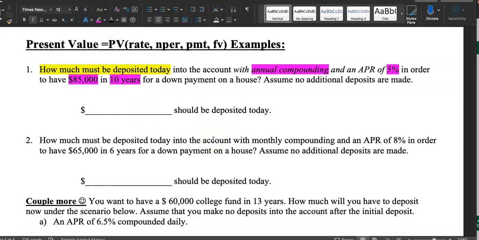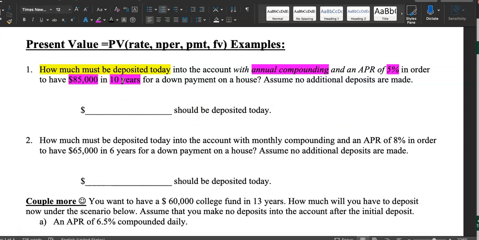Assume no additional deposits are made. Now, what does that last sentence mean? No additional deposits are made. This isn't very common, because when I'm saving, I put a little bit of money every month in my bank account. But this is a case where a person just decides to put a big amount of money in once today and then just wait for this money to grow over the next 10 years. And the goal for this person is to have $85,000 in 10 years.